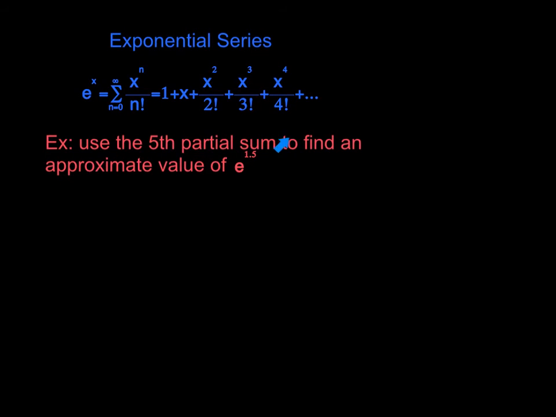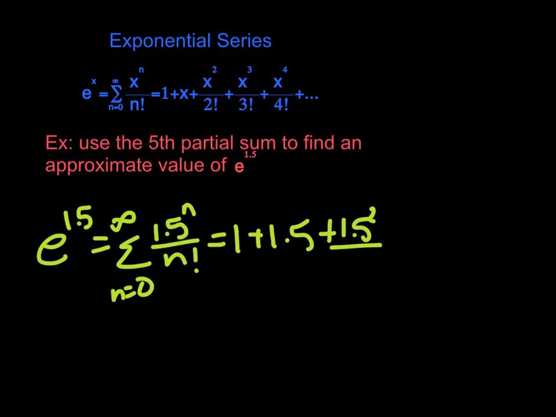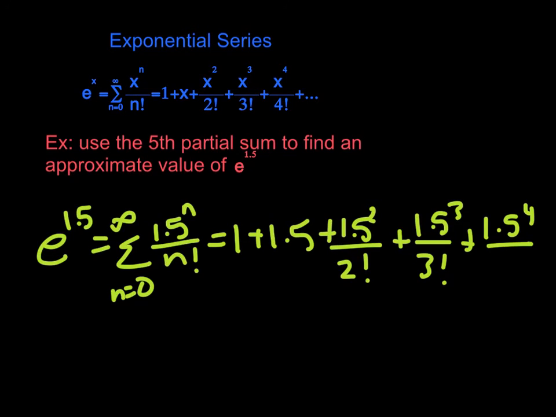So I want to use the fifth partial sum to find an approximate value of e to the 1.5. My e to the 1.5 is equal to the sum from n equals 0 to infinity of 1.5 to the n over n factorial. So this is mathematically how you're going to find the value of e to the 1.5. You'll plug it in. So you've got 1 plus 1.5 plus 1.5 squared over 2 factorial plus 1.5 cubed over 3 factorial plus 1.5 to the fourth over 4 factorial.